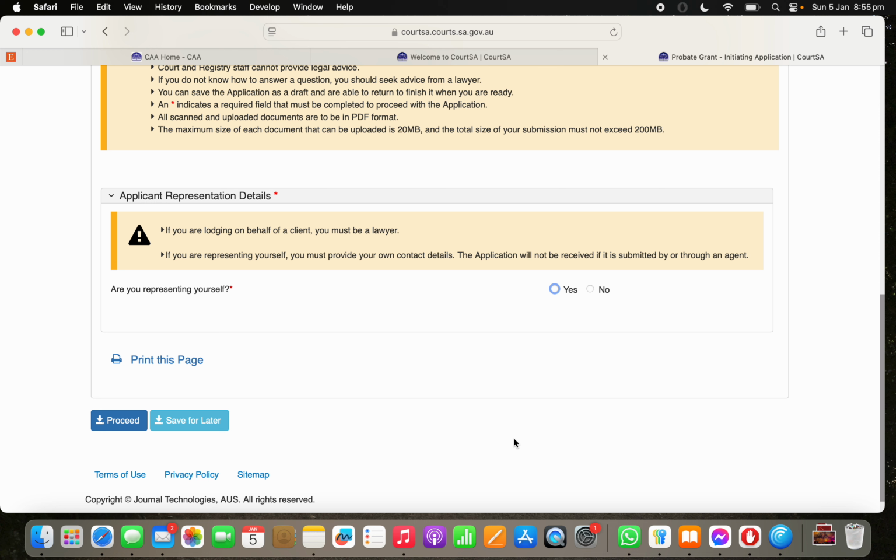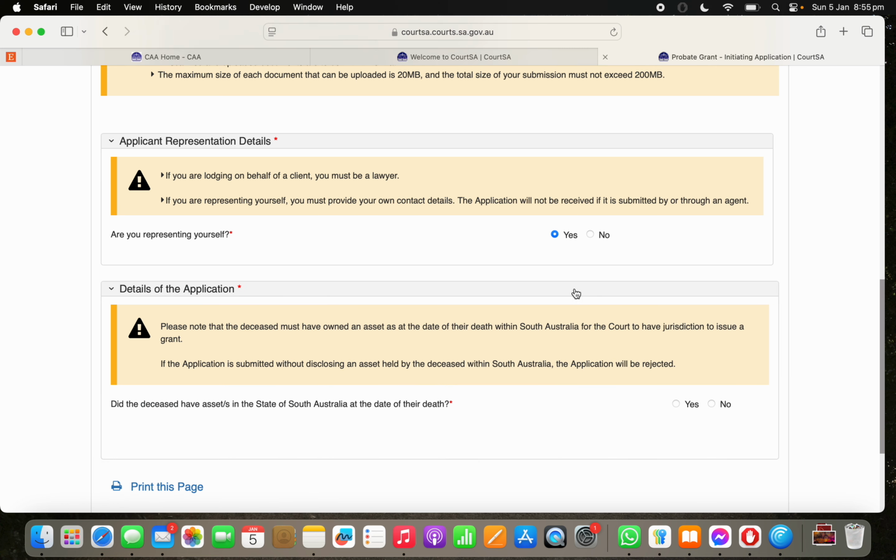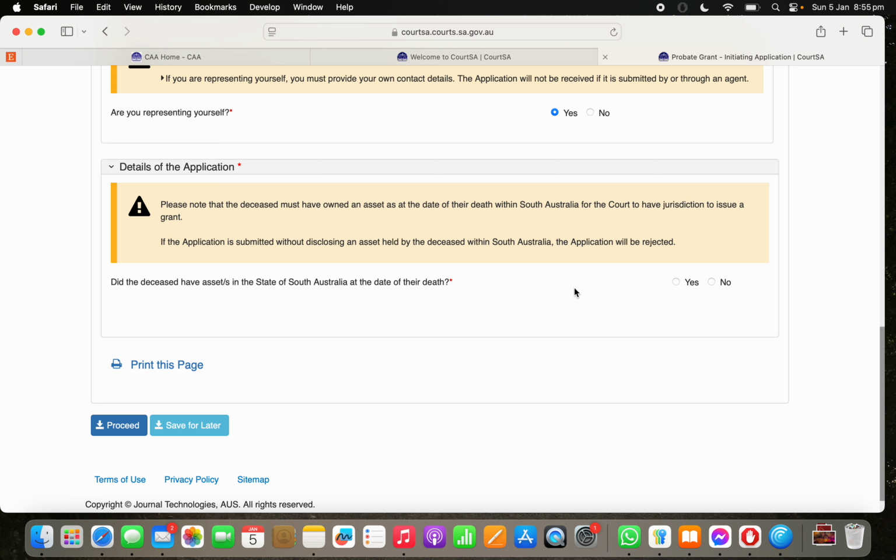So the first question on the online form is, are you representing yourself? So if you're a lawyer and listening in, you would tick no, and you would fill out your details in the boxes that appear. But if you represent yourself, i.e. you don't have a lawyer representing you, you tick yes. And today we're going to follow through as a self-represented party. Next panel is about details of the application.